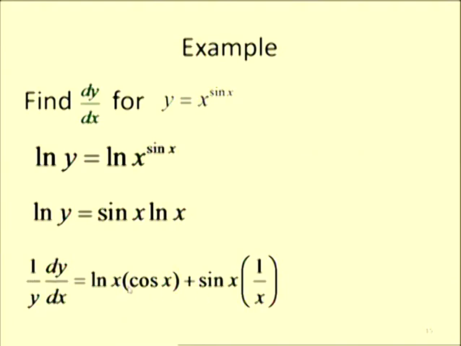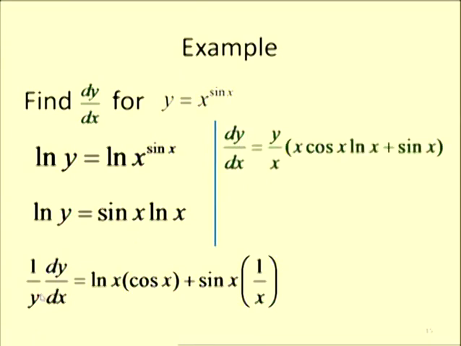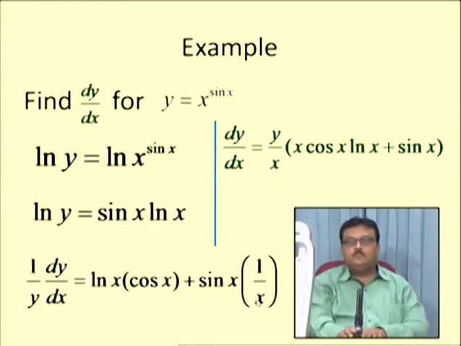Now multiplying by x and y throughout, or taking y as LCM and x as LCM, and this y on the left hand side, if we take it on the right hand side, it will be in multiplication. So dy by dx is equal to y divided by x, and this x we have taken as LCM, so it will be x cos x log x plus sine x. So here x raised to sine x can be differentiated.